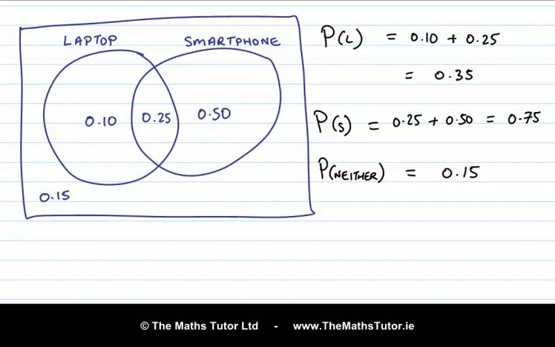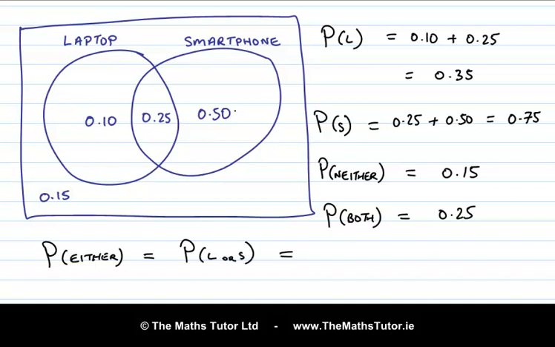What's the probability of having both a laptop and a smartphone? That's this region here, so the probability is 0.25. So the probability of having both is 0.25. And finally, what's the probability of having either? So that's the same as saying, what's the probability of having a laptop or a smartphone? So we just add up the probabilities for these three regions. So it's 0.10 plus 0.25 plus 0.50, and that adds up to 0.85.